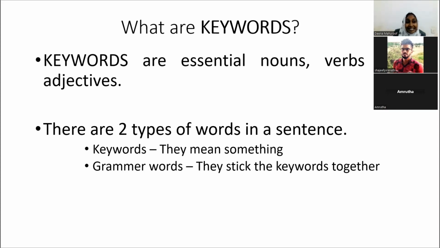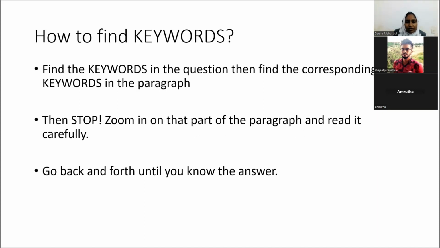For example, is or for or either, neither or across. These words don't make much sense, right? So these are the 2 types of words you'll find in sentences. So the main focus should be on the keywords. So how do you find keywords? Find keywords in the question, and you need to find the corresponding keywords in the paragraph, that means the text, like we did before, in the examples.